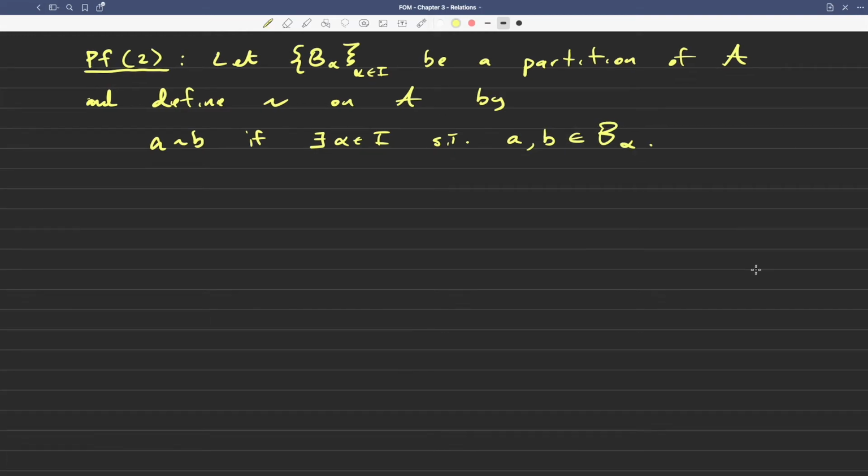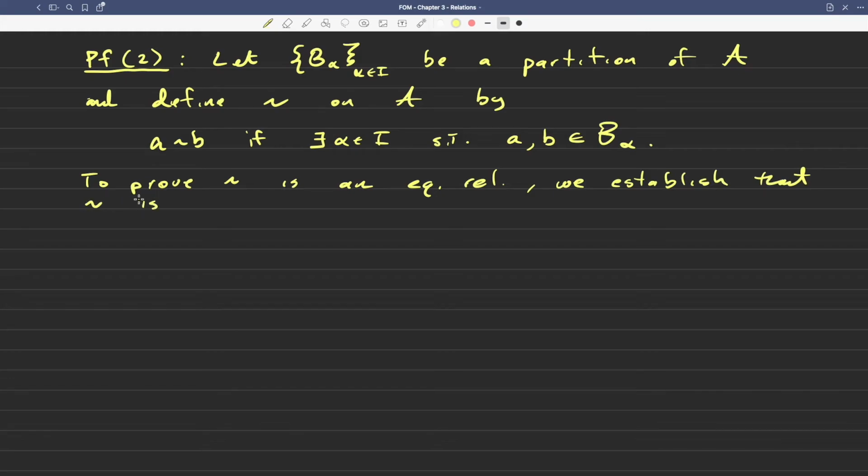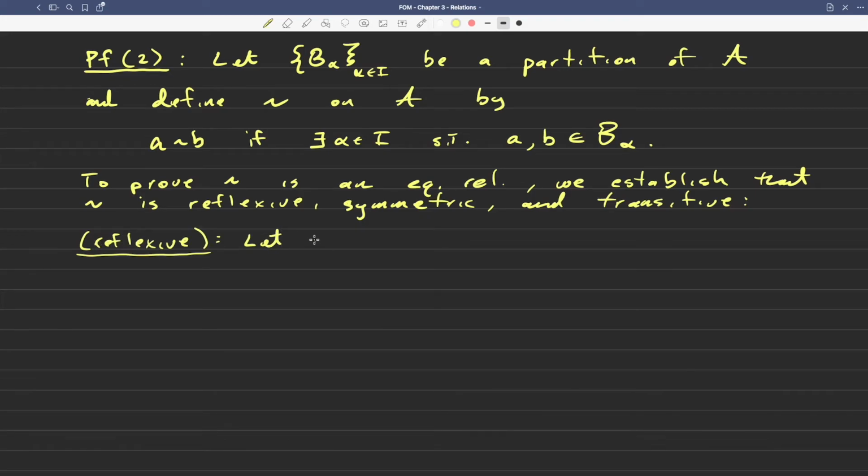Okay, so now we want to prove that tilde is an equivalence relation. So to prove tilde is an equivalence relation, we establish that tilde is reflexive, symmetric, and transitive. So for reflexivity, we'll take any element of the set A. We know, because we have a partition, that A is the union of all those B alphas. And we have little a as an element of big A. So that means little a is in this union.